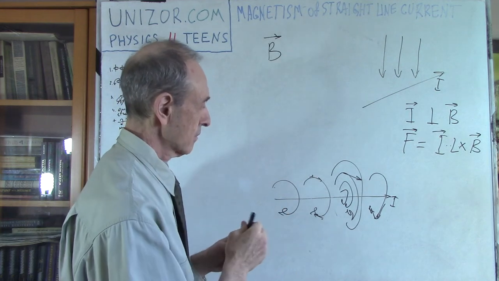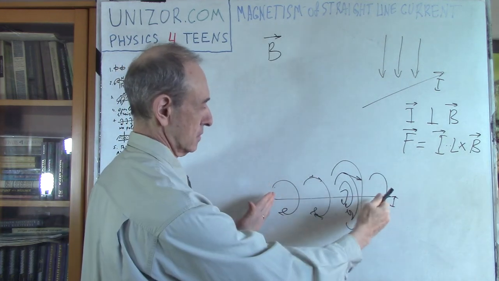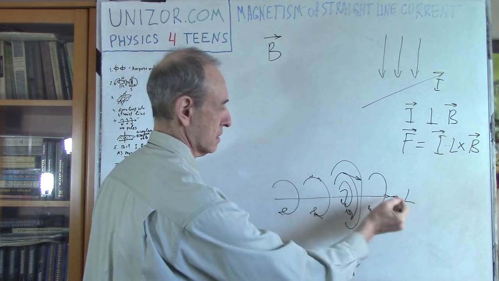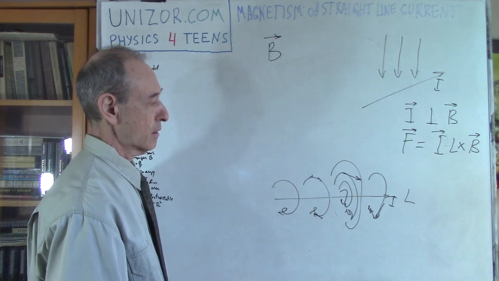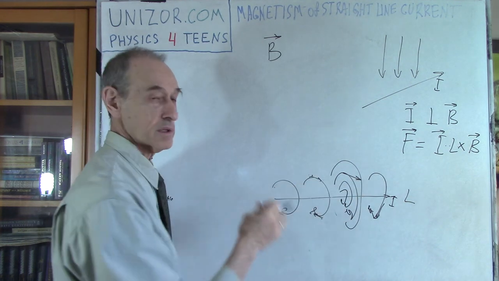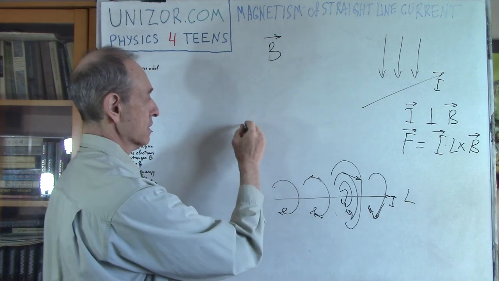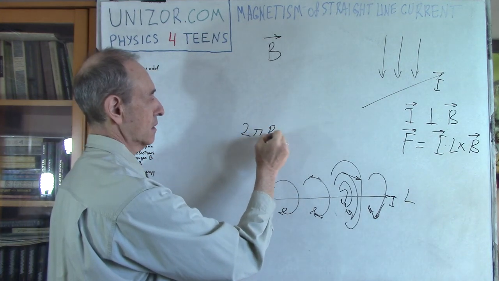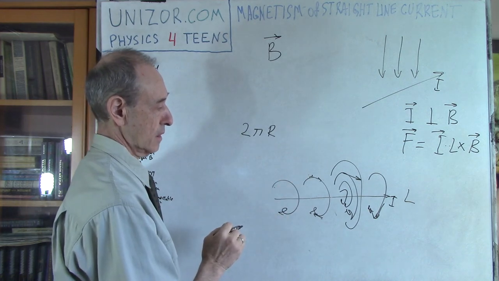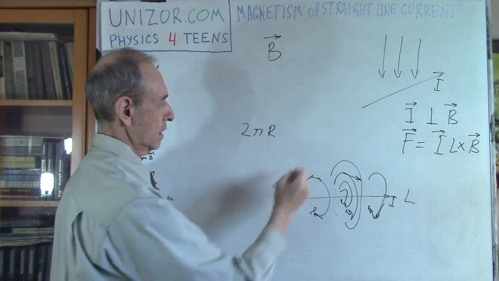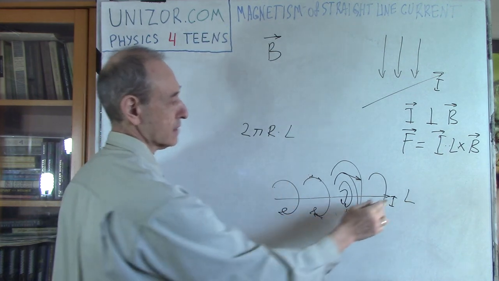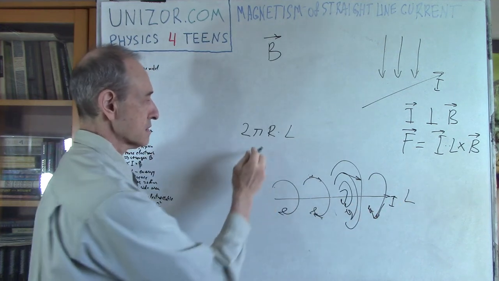Now, if you have, let's say, a finite length L of this wire, then the side surface of a cylinder is 2 pi r, that's the length of the circle of the radius r, times L, right? So let's forget about L for a second. What's important is this r.